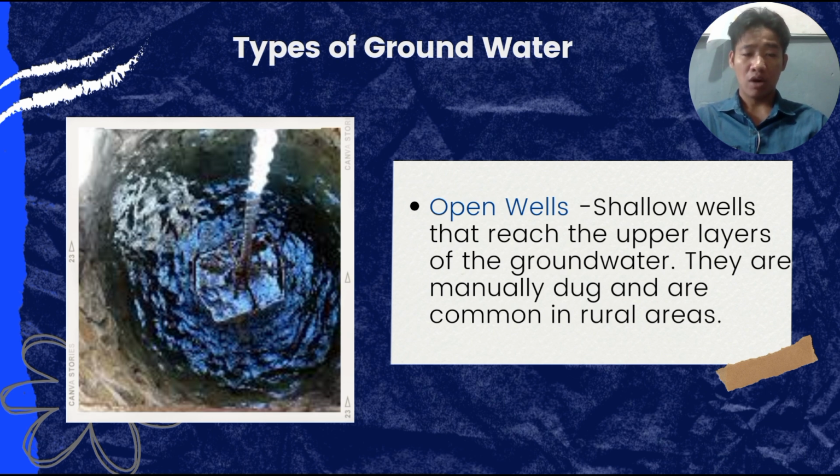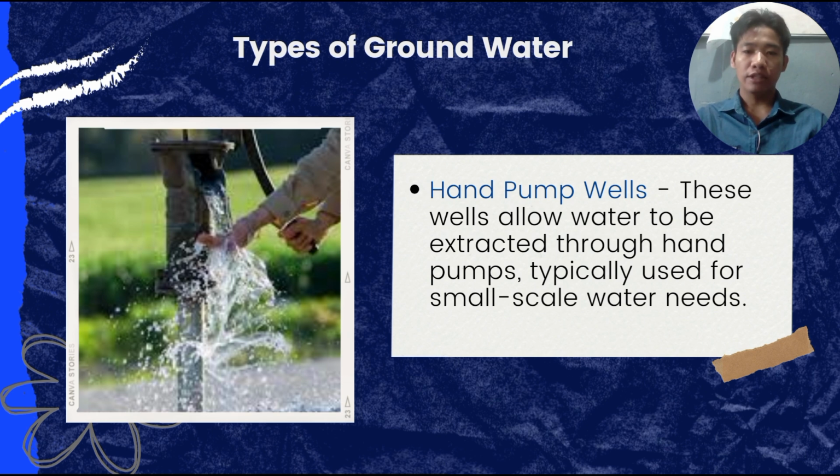The first type of groundwater is what we call open wells. These are shallow wells that reach the upper layers of the groundwater, they are manually dug and are common in rural areas. These open wells are also known in our terms as tabay, where we are extracting water. Another type is what we call hand pump wells. These wells allow water to be extracted through hand pumps, typically used for small scale water needs.